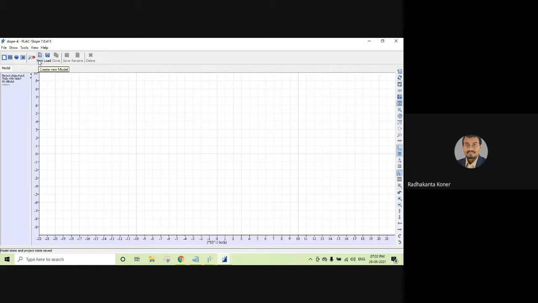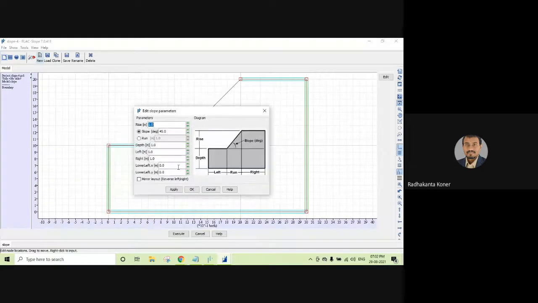So go to the new. This new will invoke a window, and that window will ask you which kind of geometry you want to select. So there is a single bench 1, simple, bench 1, bench 2, a dam, general. General is a tricky one. So simple is better in our sense because we will consider a slope. So simple. In this simple, if they ask for some dimension, you click OK.